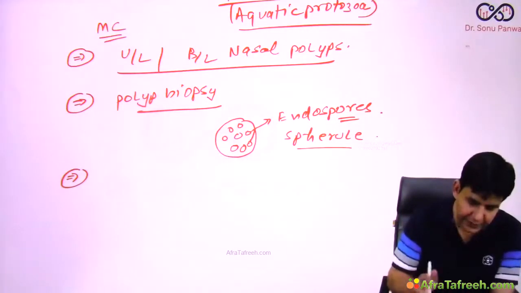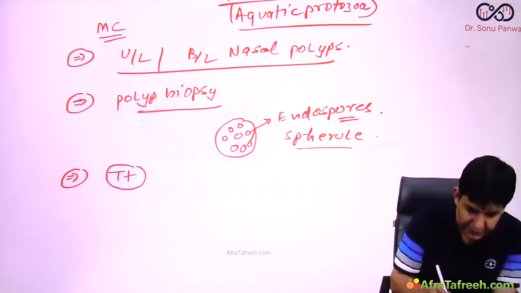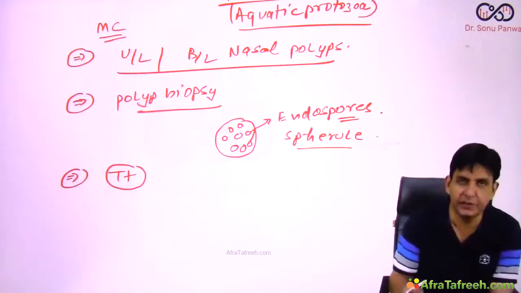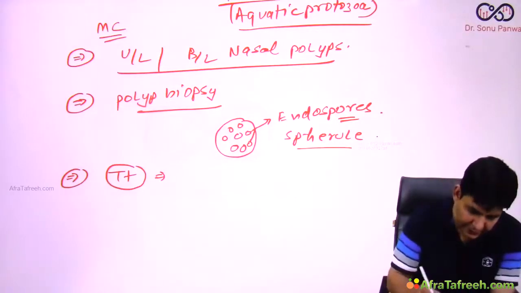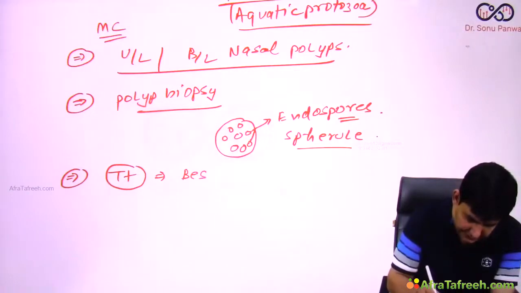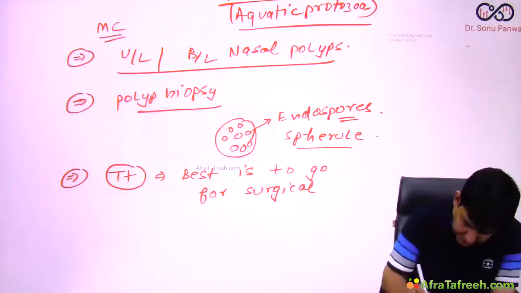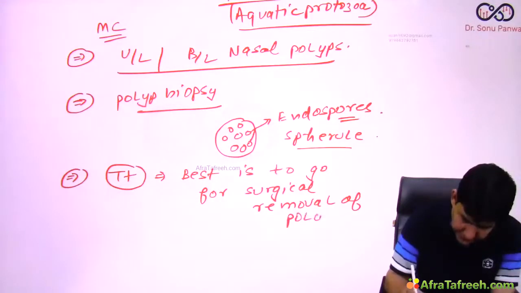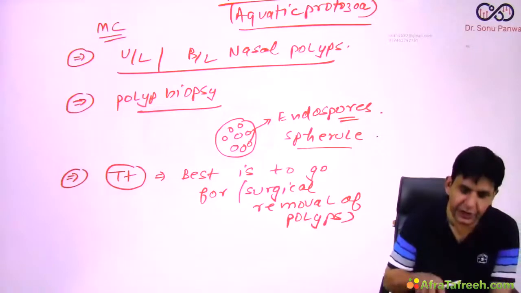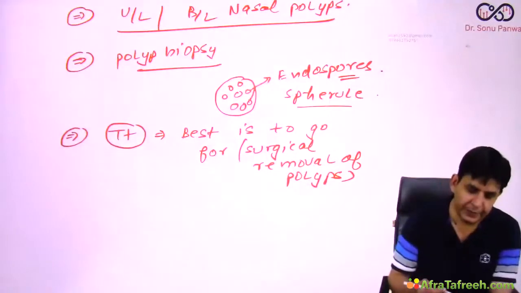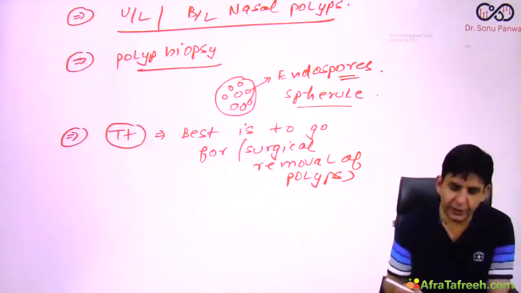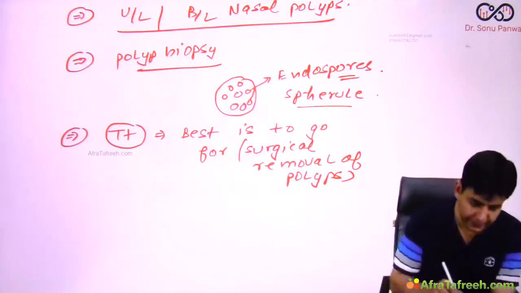Then what is the treatment of these polyps and of this rhinosporidiosis? So medical treatment is there, but the best is to go for surgical removal of the polyps. Okay, surgical removal of the polyps, that is the best to go for.